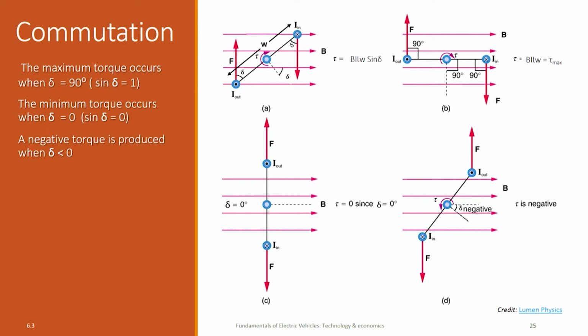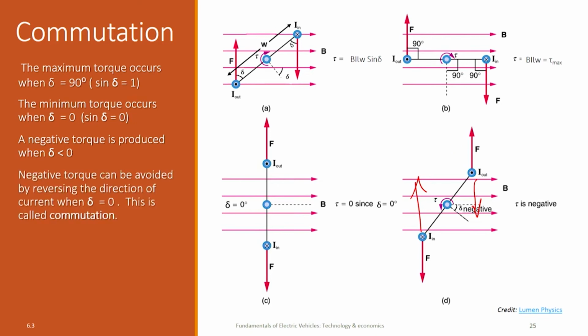How can we overcome this? So normally what is done is, when I reach this position, I will quickly flip the direction of the current. This dot will become a cross and the cross will become a dot. If I do that, what I am doing is I am reversing the direction of the force. The force, instead of being in that direction, will be here, and this force will be like this. So the positive torque will continue to get maintained because of reversal of the current.